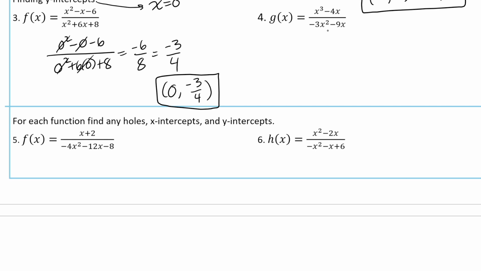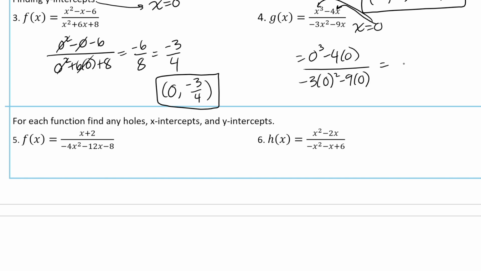Same thing's going to happen over here. When I plug in x equals 0 for x, I'm left with 0 cubed minus 4 times 0 over negative 3 times 0 squared minus 9 times 0, which is 0. So when x is 0, y is 0. Okay.